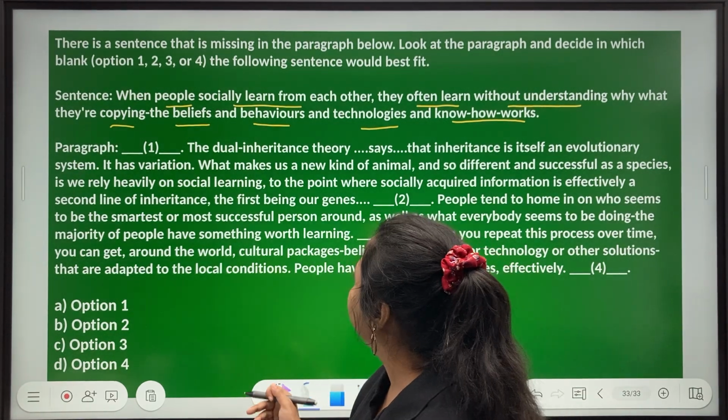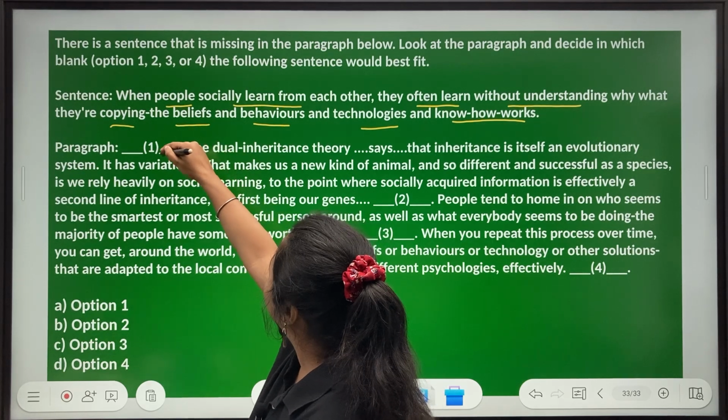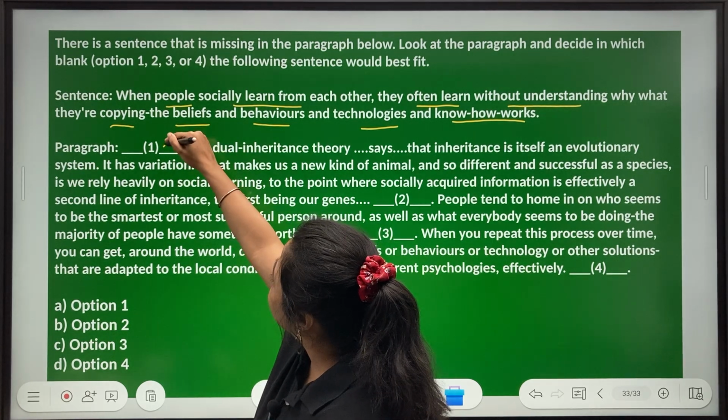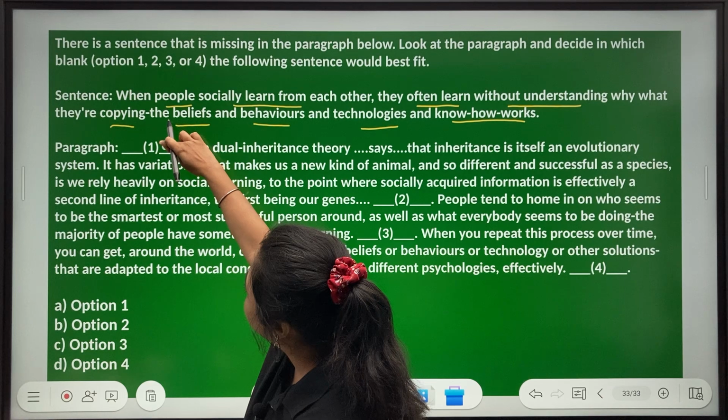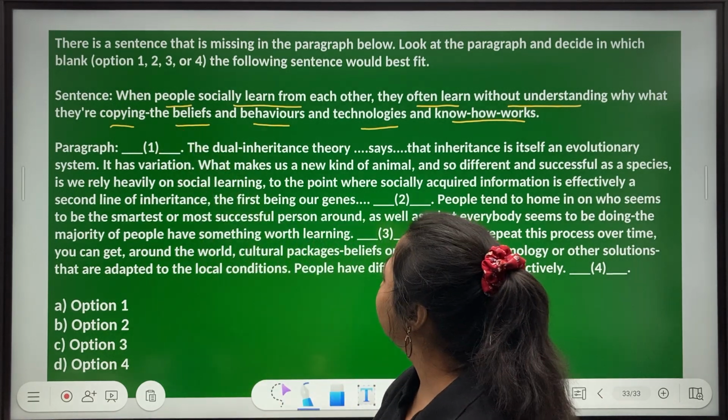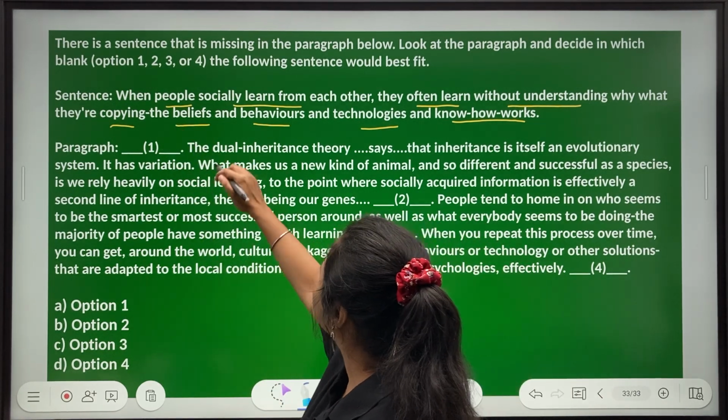ठीक है. अभी पैराग्राफ, यहाँ पे पहले ही एक there is a gap. So probably we have to figure out कि क्या ये introductory sentence हो सकता है. देखते हैं, पहले पढ़ लेते हैं थोड़ा सा.